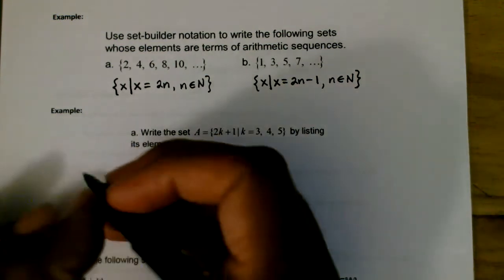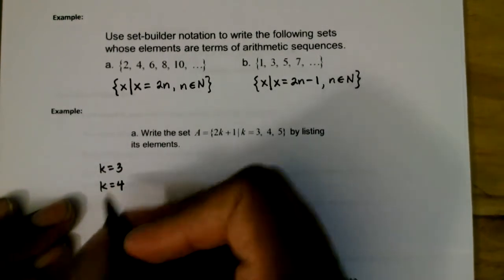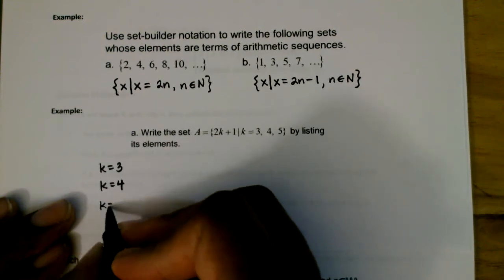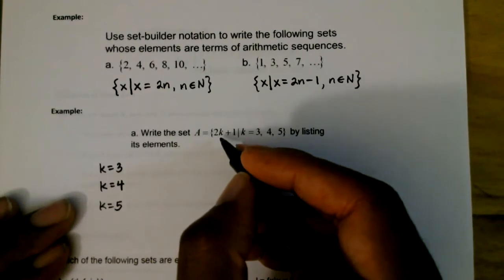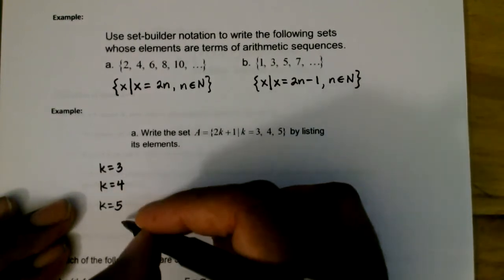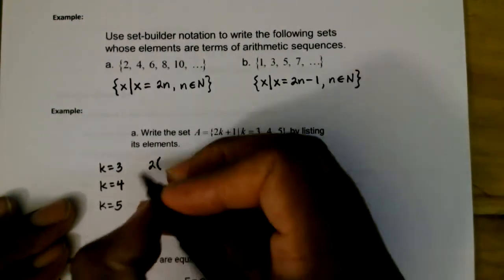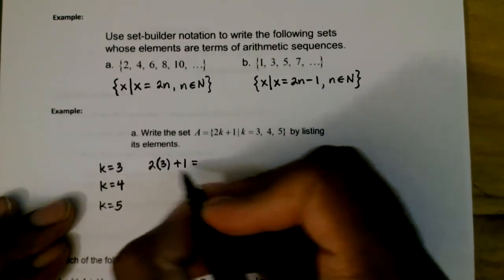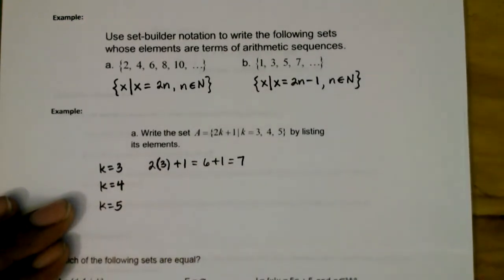Well, let's think about this. We got k is equal to 3, k is equal to 4, and k is equal to 5. If I want to use the listing method, pretty much I have to substitute each k with each of these values. So if k is equal to 3, this will be 2 times k, which is going to be replaced with the 3, plus 1. Now 2 times 3 will be 6. 6 plus 1 is 7.